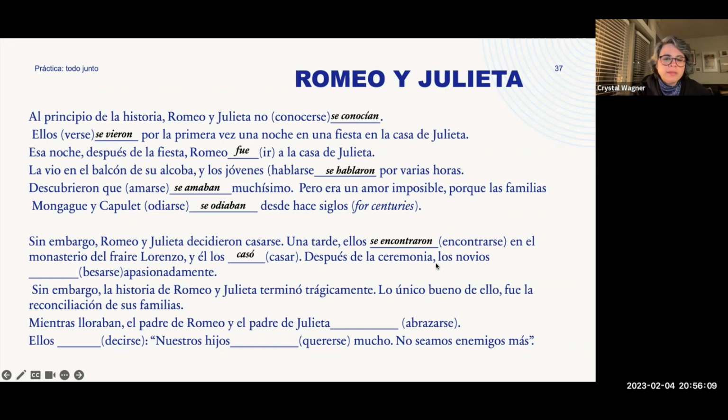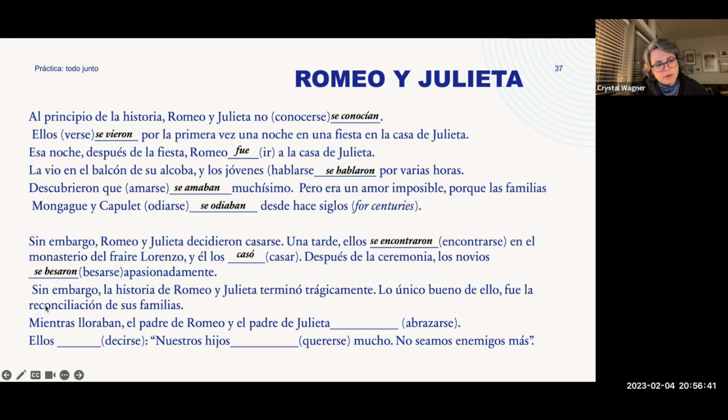Después de la ceremonia, los novios se besaron apasionadamente. Once more, the preterite and of course a reciprocal action. Sin embargo, la historia de Romeo y Julieta terminó trágicamente. Of course, we do know that it ended tragically, right? Lo único bueno de ello fue la reconciliación de sus familias. The only good thing was the reconciliation of their families.